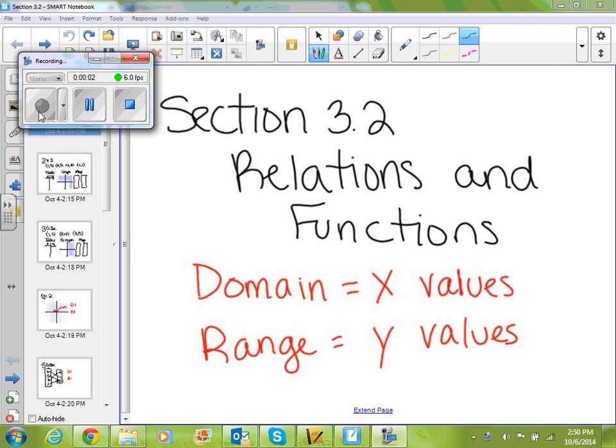Okay, so we're going to go over section 3.2, which is relations and functions. And today we're going to look at how to decide if a relation is a function, and we're going to look at domain and range, okay? So domain always refers to your x values, range always refers to your y values.